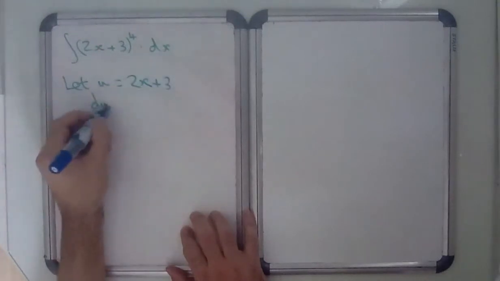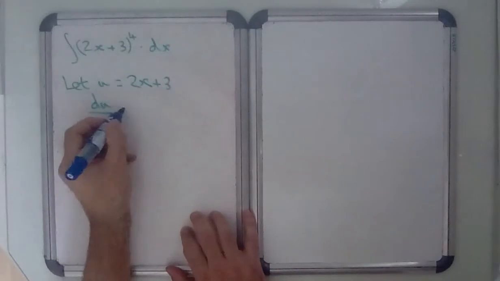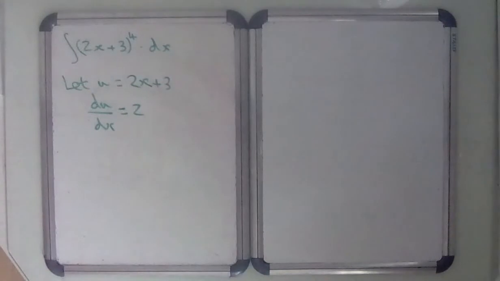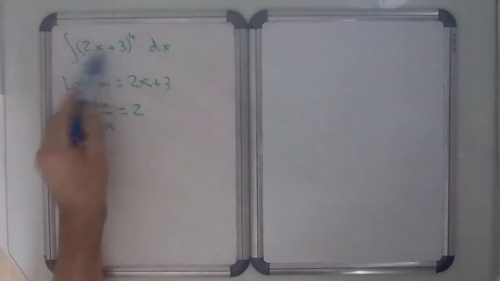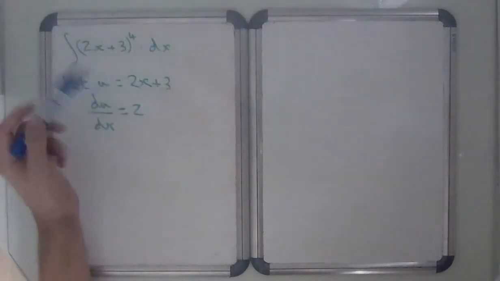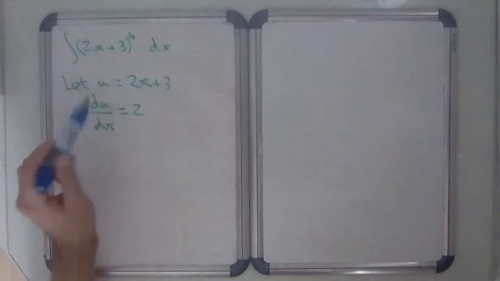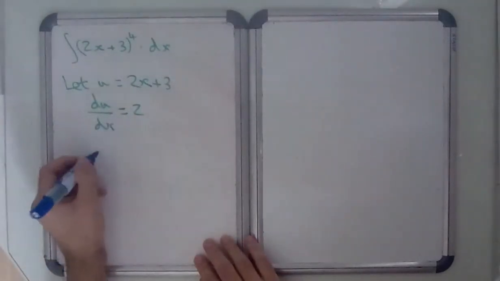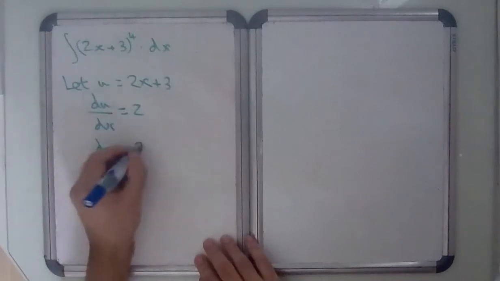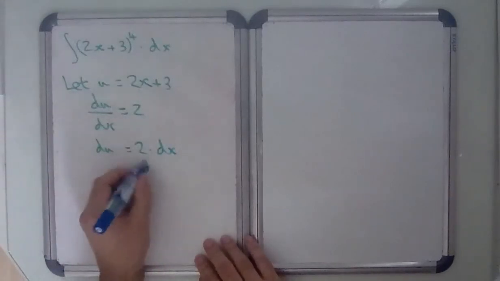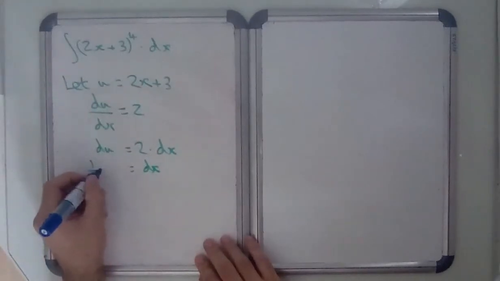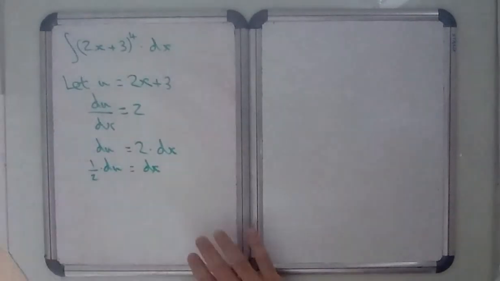Then we're going to find du by dx. So that would just be 2. Now, what we need to do, because we're going to end up with a u to the power 4 here, I need to be able to integrate with respect to u. So we need an expression for dx in terms of du. So we're going to rearrange this to make dx the subject. So du equals 2dx, which would mean that dx equals du by 2, or I suppose half du is probably more useful.